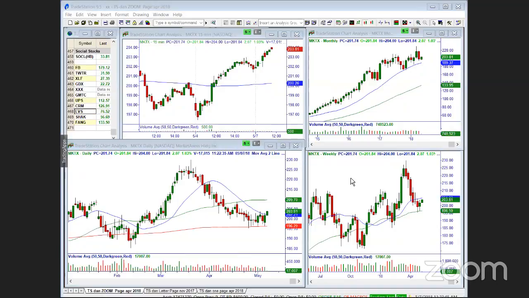Profile. Electronic trading platform. Fixed income. You trade corporate bonds. Okay. So there you have it.